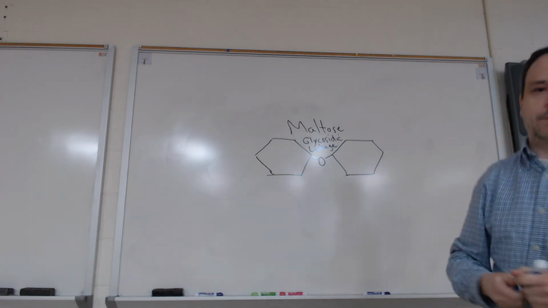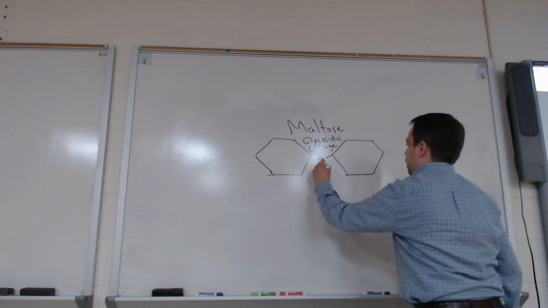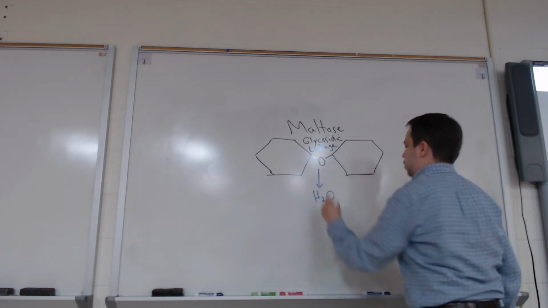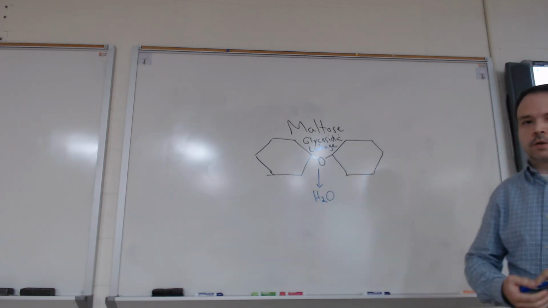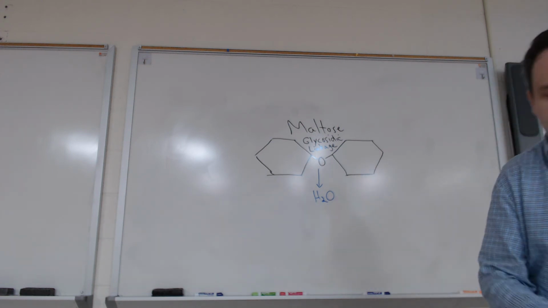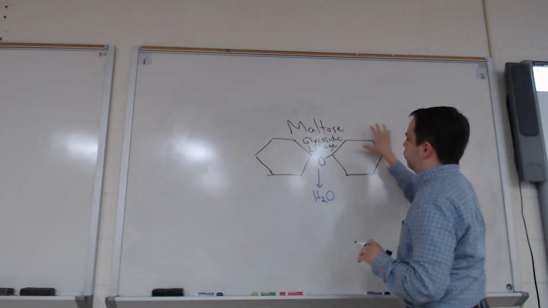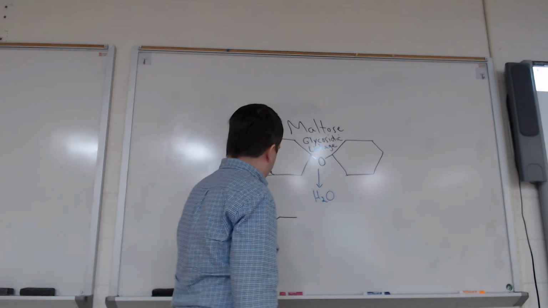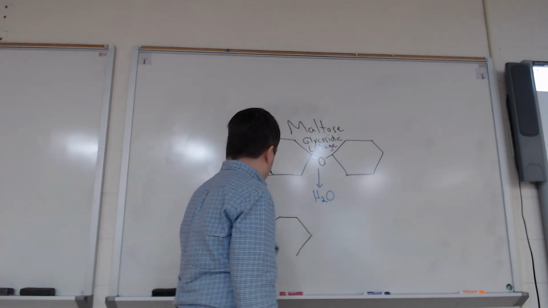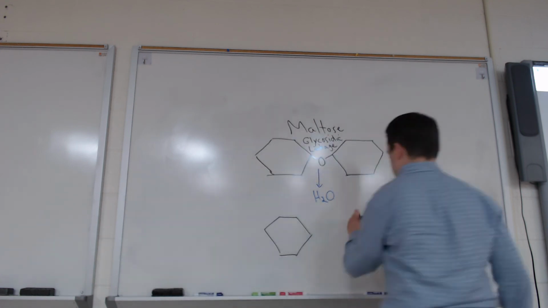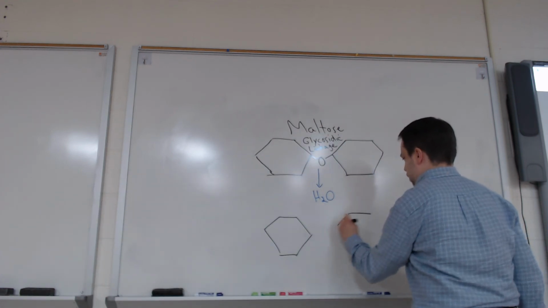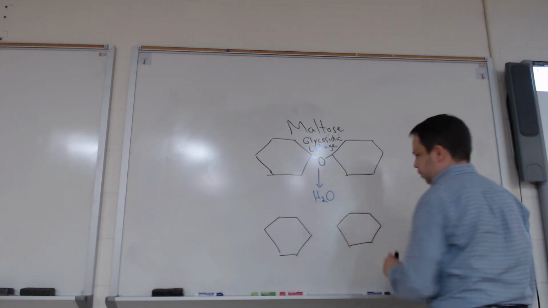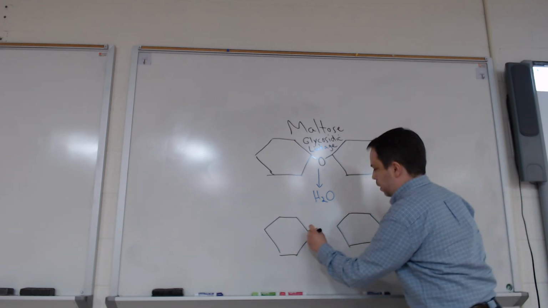So take my blue marker. I say let's add some water to this. Now we're going to get two separate compounds. We had maltose to start with. We add water to it, however. It breaks that glycosidic linkage and gives us two new compounds.